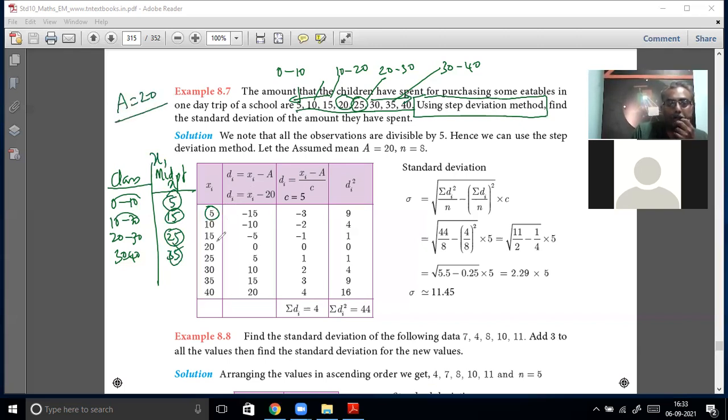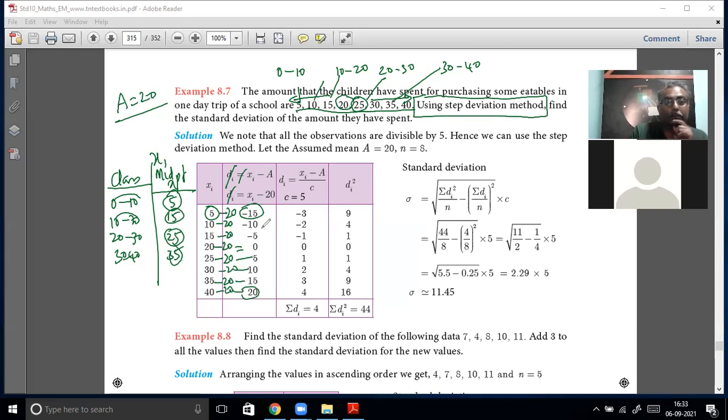Now you draw everything here. Then one column is x of I minus A, this is not D yet. A, the assumed mean, is 20, so everything minus 20. 5 minus 20 is minus 15. 10 minus 20, minus 10. 15 minus 20, minus 5. 20 minus 20, 0. 25 minus 20, 5. 30 minus 20, 10. 35 minus 20, 15. 40 minus 20, 20. Okay, you got all this, but you cannot use this.